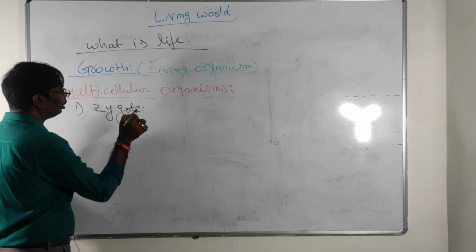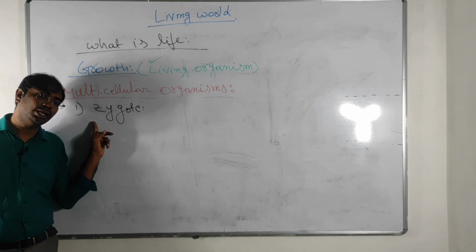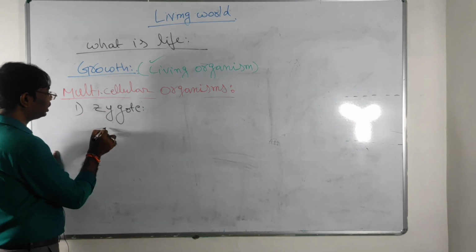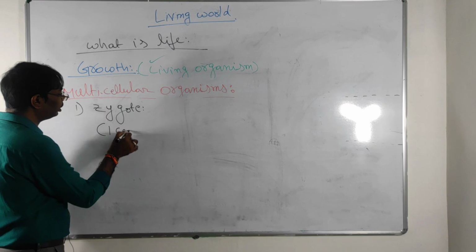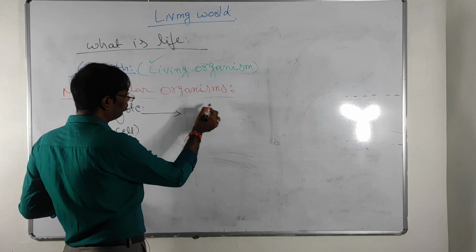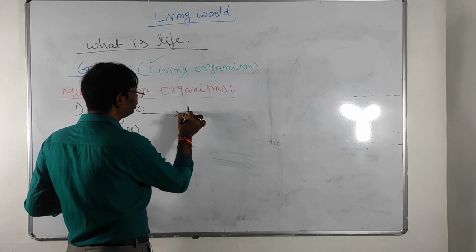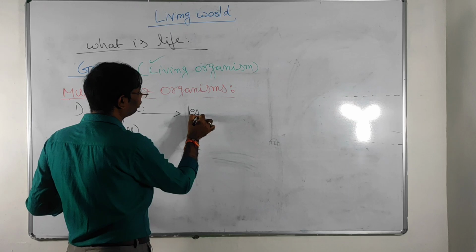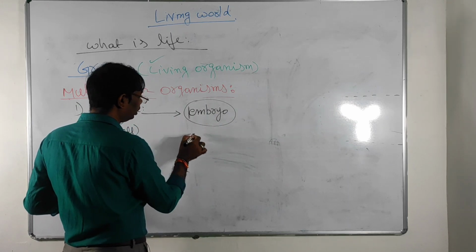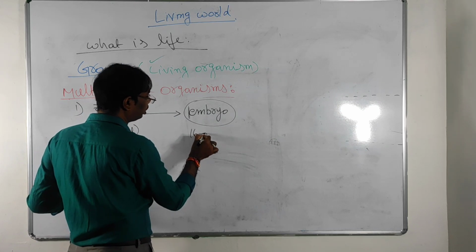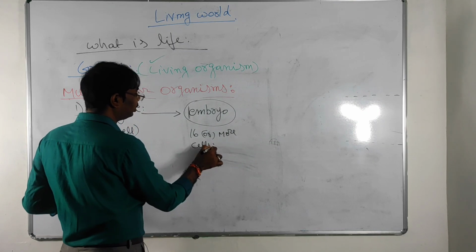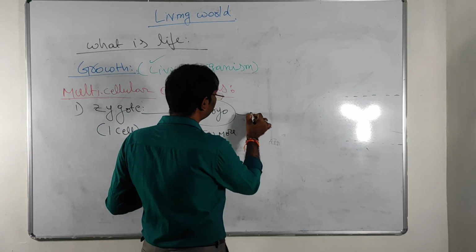After fertilization, the male and female gametes fuse together and lead to the formation of the zygote. How many cells are present in the zygote? One cell is present in the zygote. The single-celled zygote becomes around 16 cells, that is called the embryo. So that embryo may contain 16 or more cells.